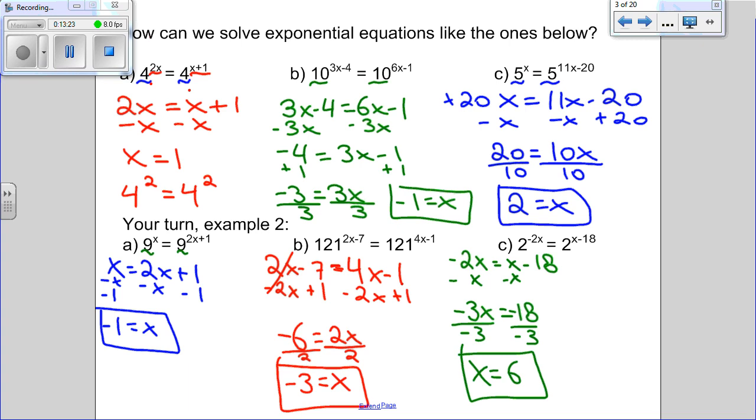Just subtract. In the middle one, I realize my bases are the same. I have 121 and 121, so they really don't matter to me. All I need to focus on is the exponents equaling each other. So 2x minus 7 equals 4x minus 1. Move your x's to one side, your constants together. The last one, same thing. I have 2 to the power of negative 2x and 2 to the power of x minus 18. The base is the same. I don't need to worry about them. I just make the exponents equal, and then the whole thing will work out.